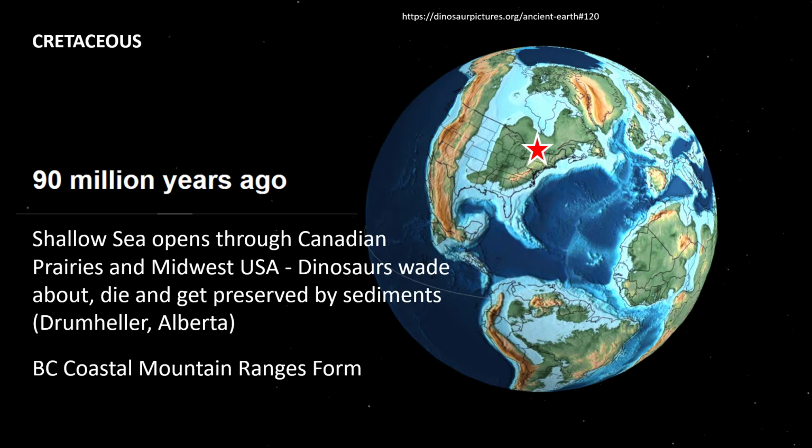90 million years ago in the Cretaceous, a shallow sea opens up in the Canadian prairies and Midwest. This allows dinosaurs to wade out into the mud, die, and get preserved by sediments. This is why Drumheller in Alberta, for example, is so famous for dinosaur fossils. Offshore of the Rocky Mountains to the west, the BC coastal mountain ranges form.